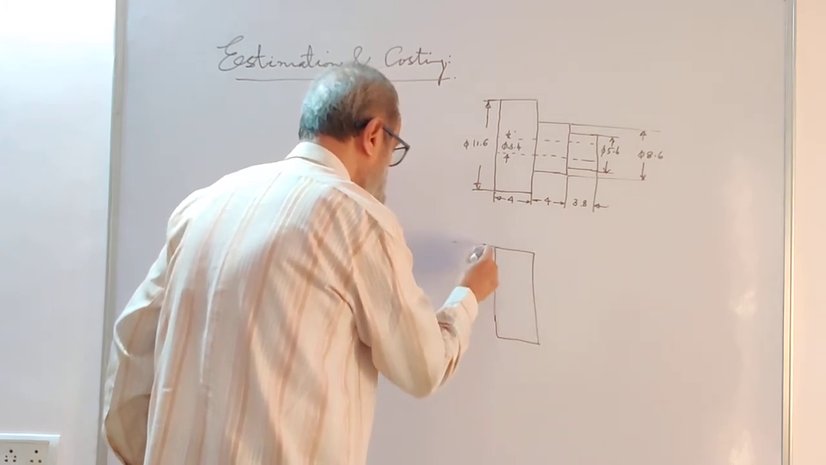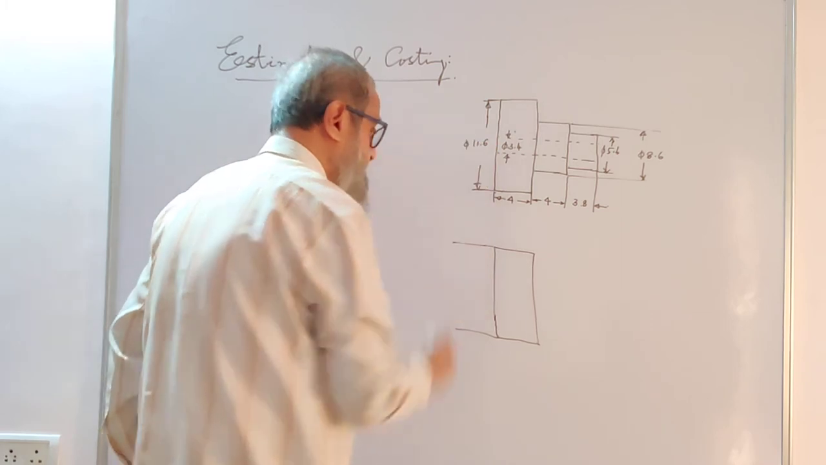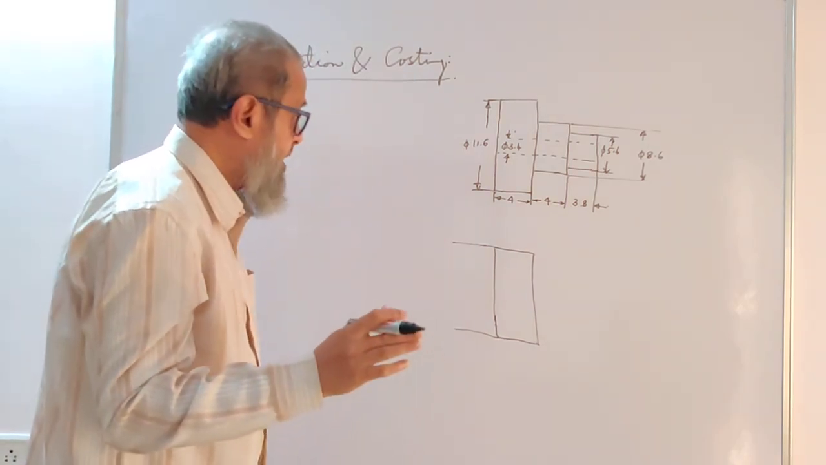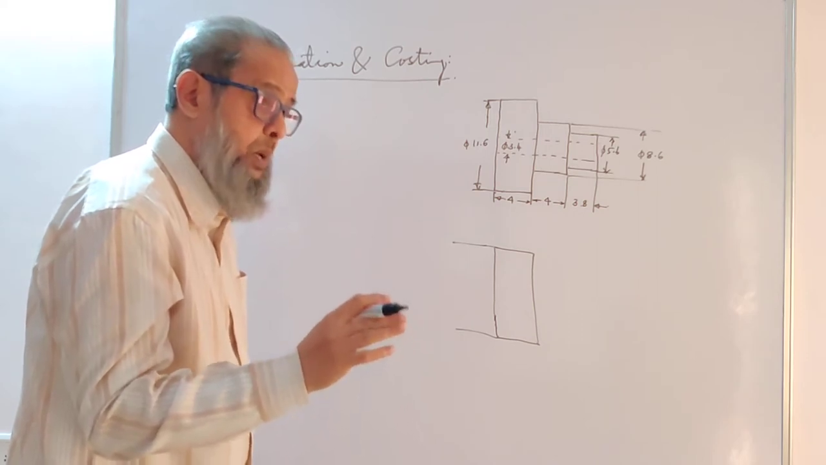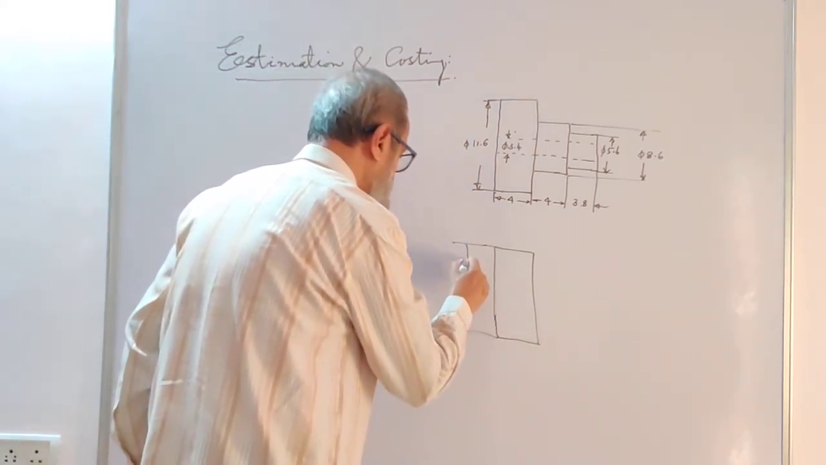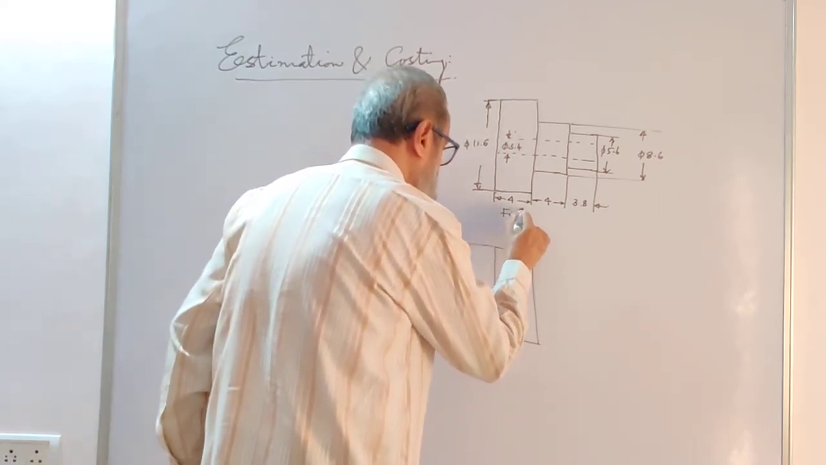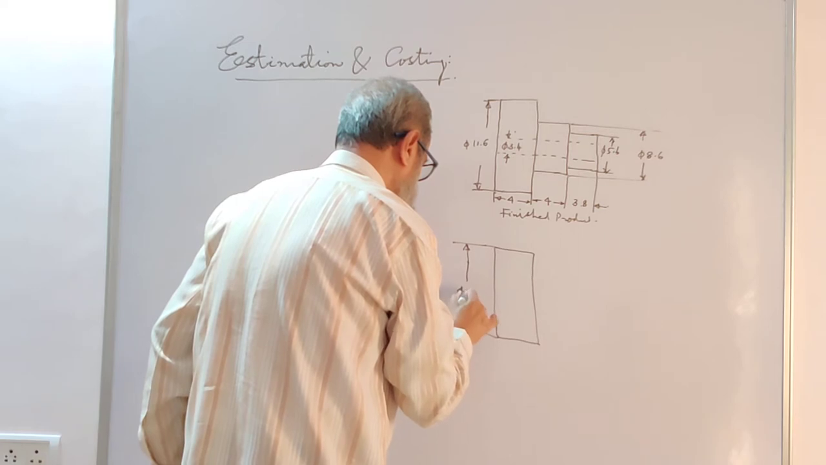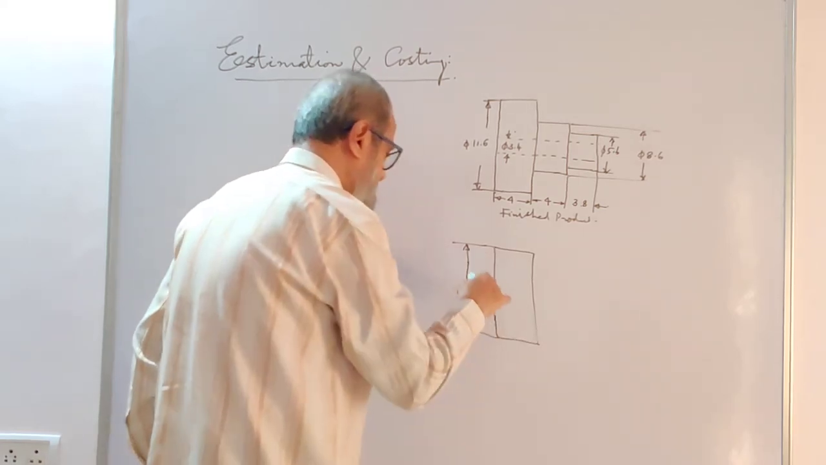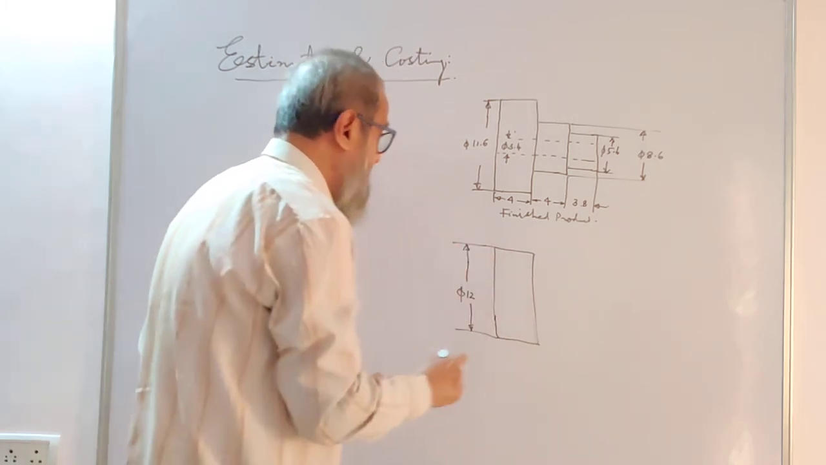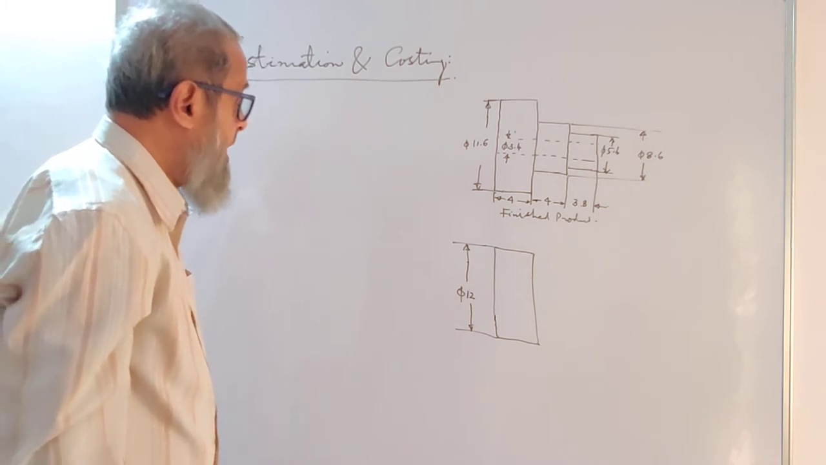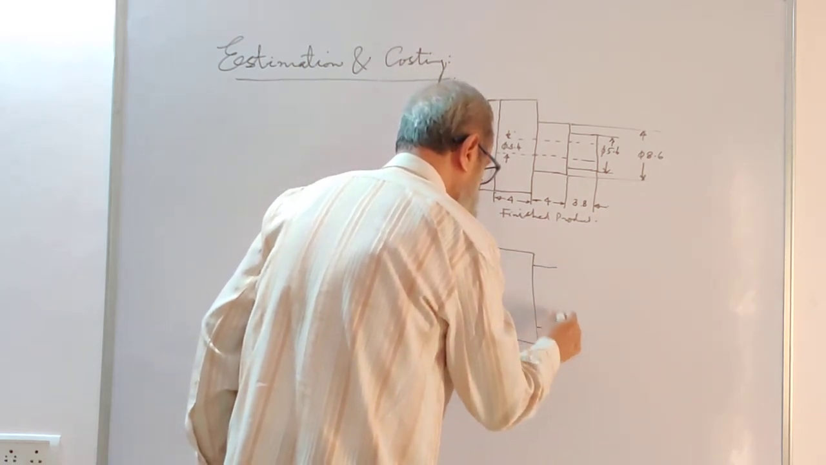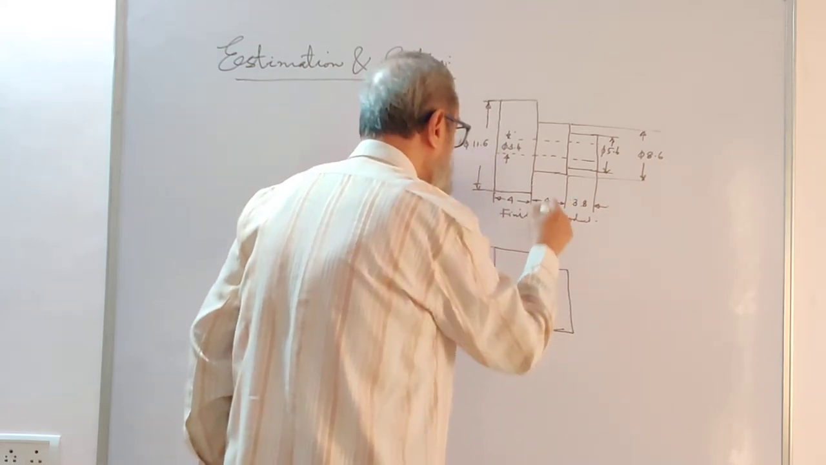this first step should be 11.6 plus 2 mm this side, 2 mm that side. That means 4 mm, that is 11.6 plus 0.4 centimeter. So this is the given figure, the finished product. Now the actual casting will be like this. This is diameter 12. Now when we machine it, 2 mm this side will go, 2 mm that side will go, and we will get 11.6 centimeter.